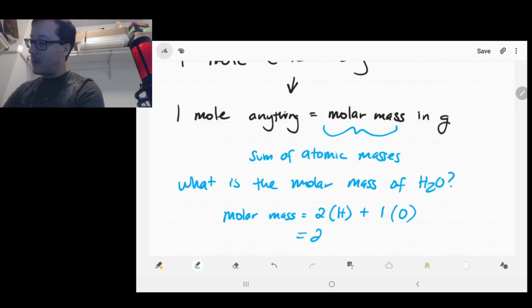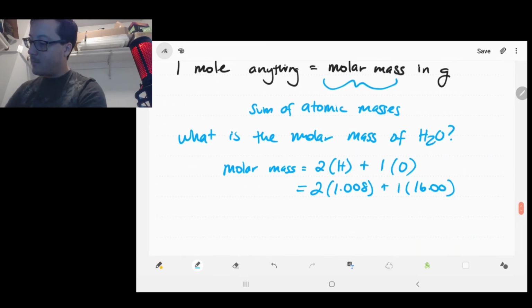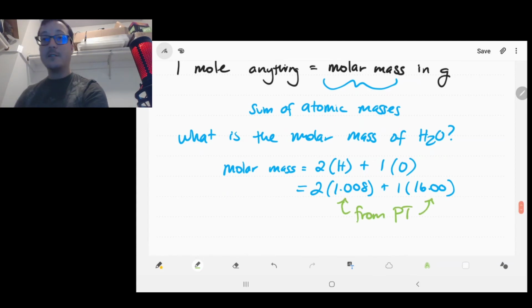If we go ahead and look those up on the periodic table, those numbers are from the periodic table. I have them memorized because I've used these so many times. These are atomic masses. These are the numbers that are underneath your element. You'll have your atomic number on top, atomic mass on the bottom. Those are from the periodic table.